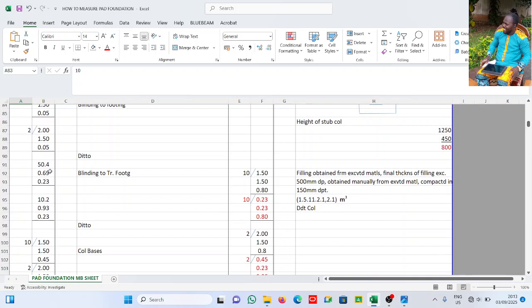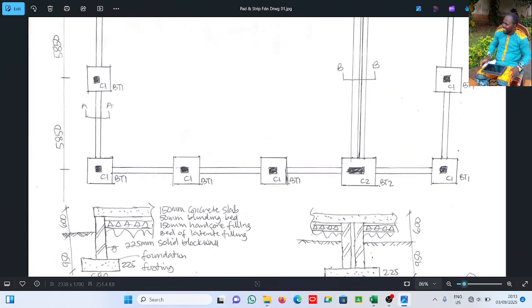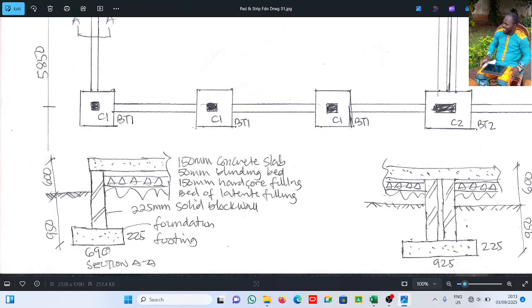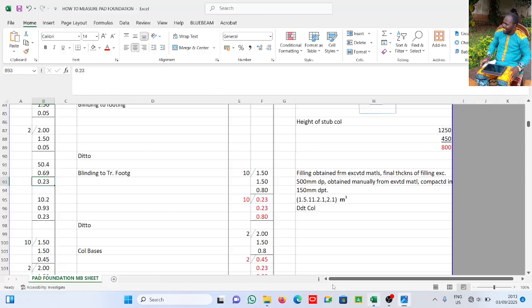Now for the trench, the same thing goes. Remember, I've already calculated this trench before with the trench excavation. 50 by 0. This by 0.23, which is the trench footing. See it here, everything is in the drawing. 225. Alright, let's continue. So this is basically what we have. The same thing goes for the double wall.